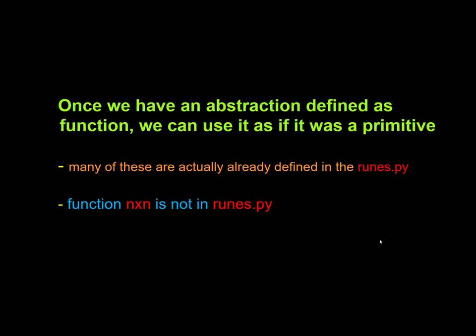Now, as you can see in the past 30 minutes, once we have an abstraction defined as a function, we can use it as if it was a primitive. And many of these are actually already defined in the runes.py. You do not have to key in yourself, but do note that the function n cross n is not in runes.py. To use n cross n, you need to key in yourself.